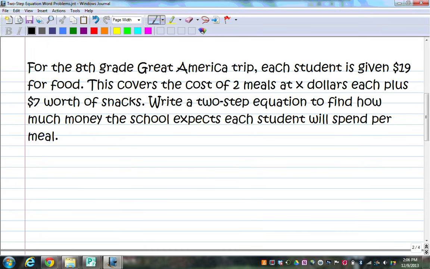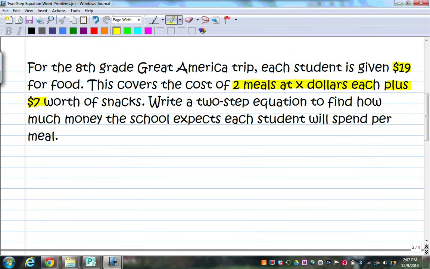I'd like you to pause the video and try and come up with the equation yourself. So go ahead and pause it now. Okay. Hopefully, when you were looking at this, you said, all right, this is the key information here, $19 for food. That's the total amount. Then I have 2 meals at x dollars each. Plus, there's another key word, $7 worth of snacks.